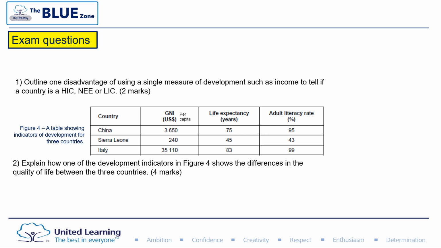So what we're going to do for question 2 really is pick one development indicator, so it might be life expectancy, and how does that show the differences between China's development, Sierra Leone's and Italy's? What might the hospitals be like in each of the countries? Right, pause it there and then have a go at this.